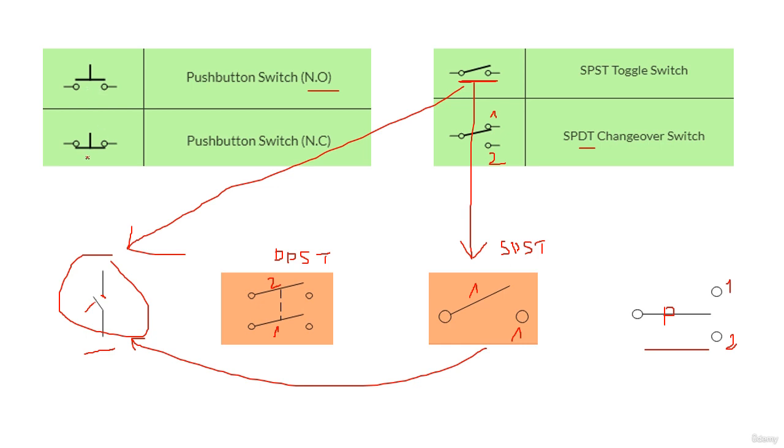Okay, but this is a push button switch, a normally closed switch. As you see, it is closed normally. So this is NC. Okay, so this is a normally closed. When you push it, it will be opened, but normally it is closed. And for this, normally open.